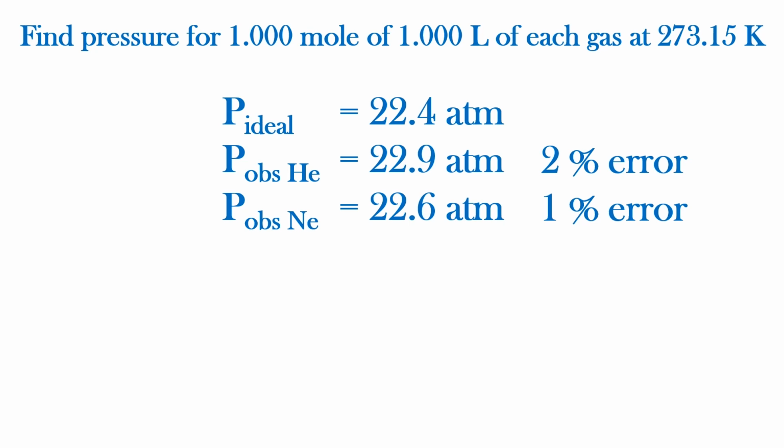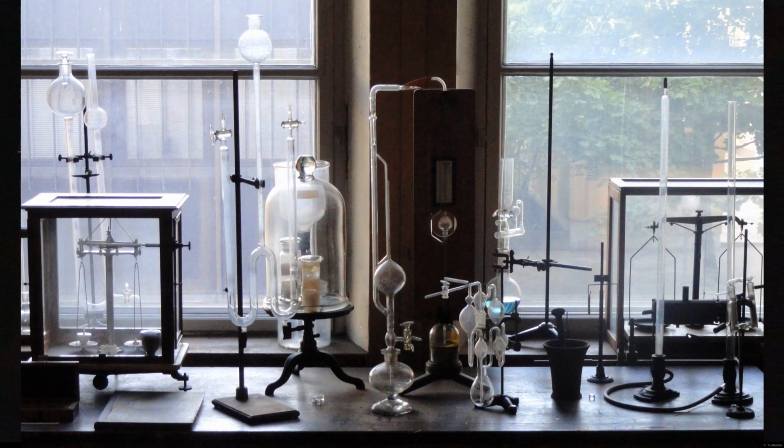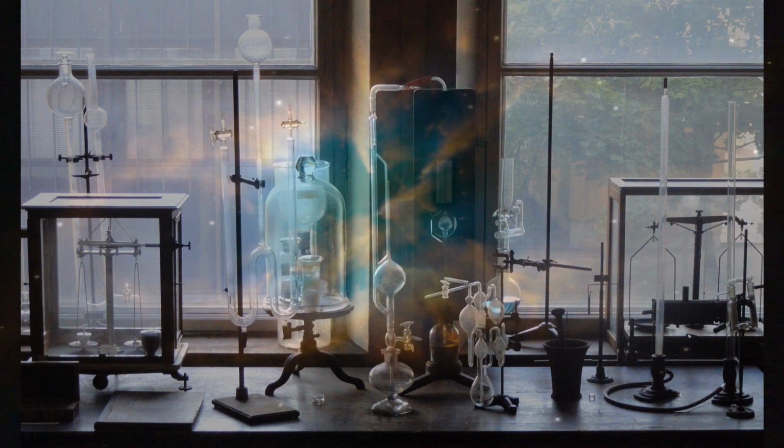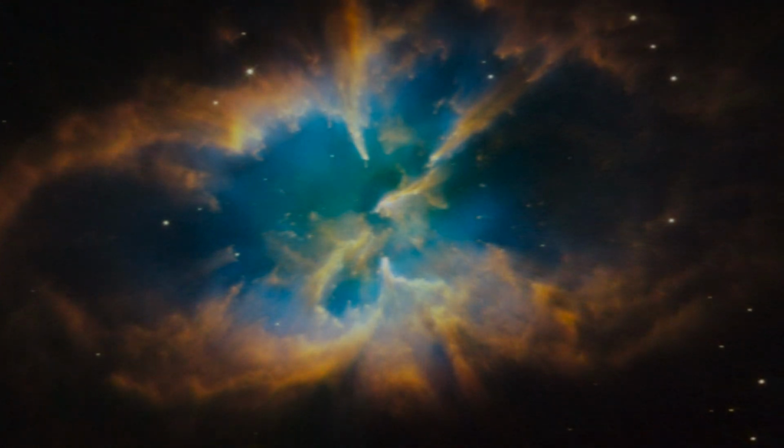Now, let's look at the observed pressures for xenon and water. You can see the observed pressures from van der Waals equation of 19.4 and 17.6 atmospheres for xenon and water, respectively. These represent a 15 and 27% error, respectively, compared to the ideal gas law pressure. In all honesty, under normal conditions experienced in lab or on Earth, the ideal gas law would work fine. But under special conditions, van der Waals equation might work best.